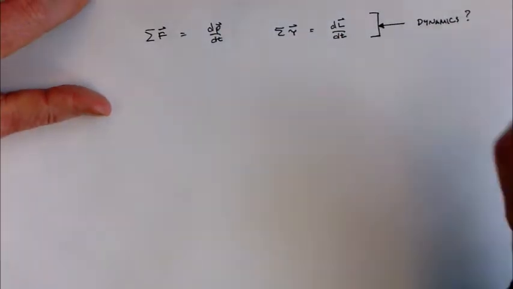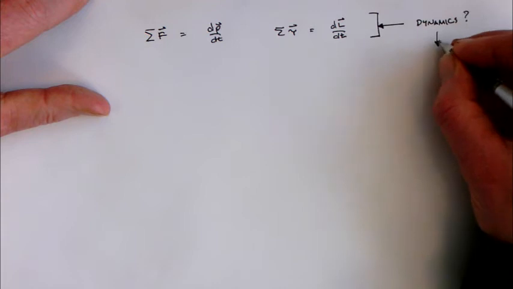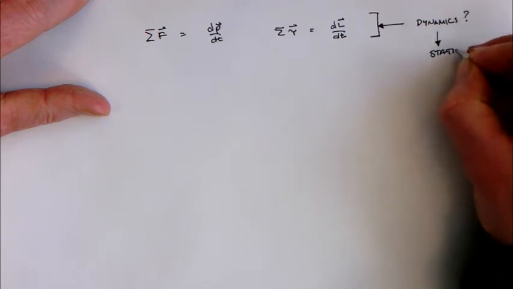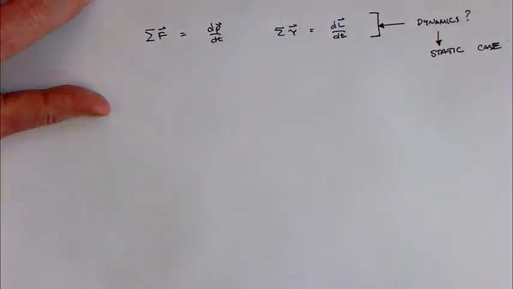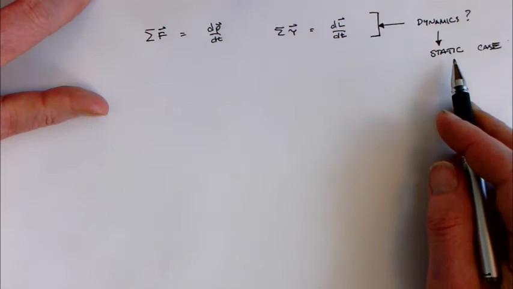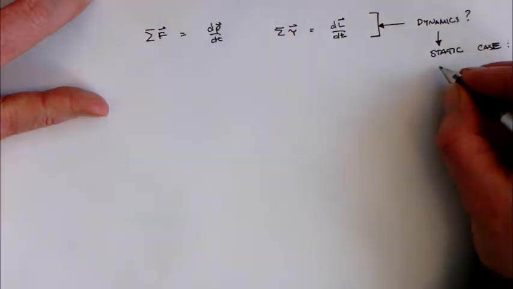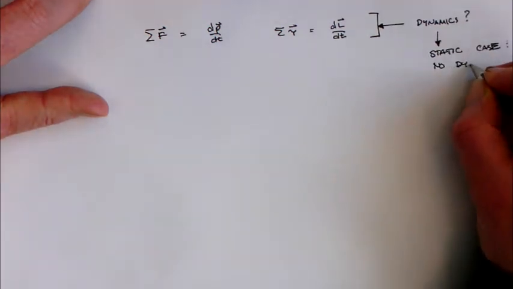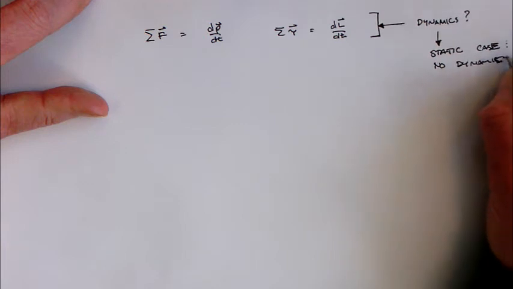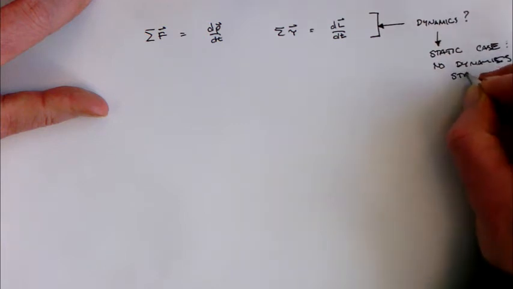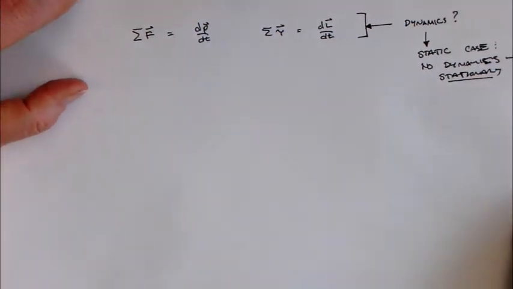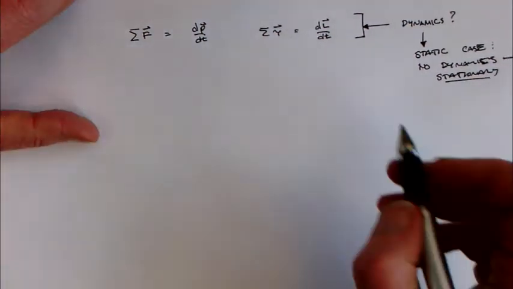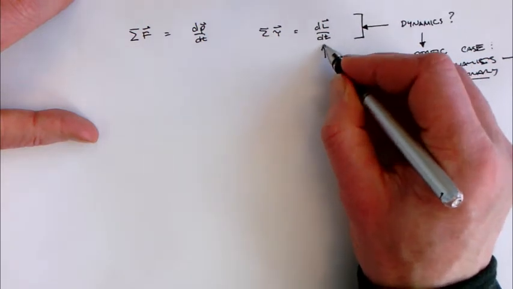Well, one simple limiting case of that is actually the static case, and it's worth looking at the static case a little bit just to illustrate some of the ideas that are important and that also turn out to be important in the dynamic case. So the static case is the case where there are no dynamics. That is, the system is stationary. Okay?